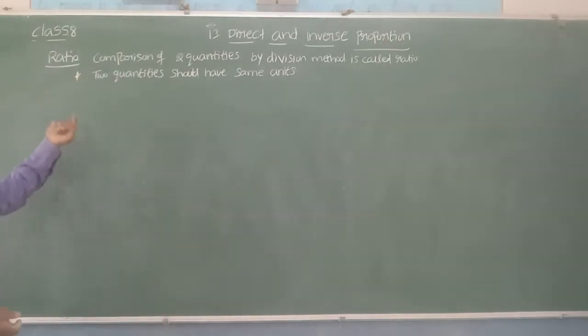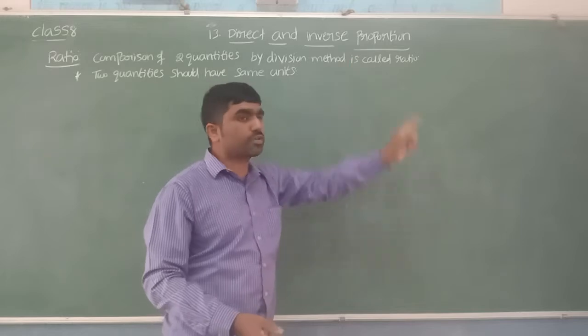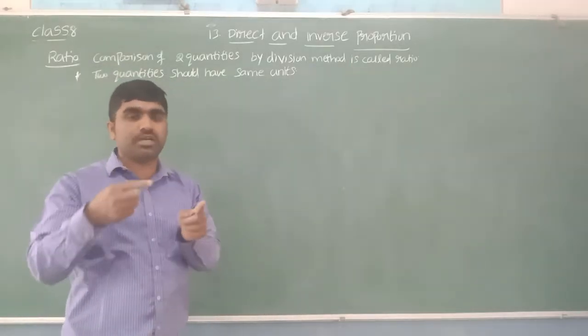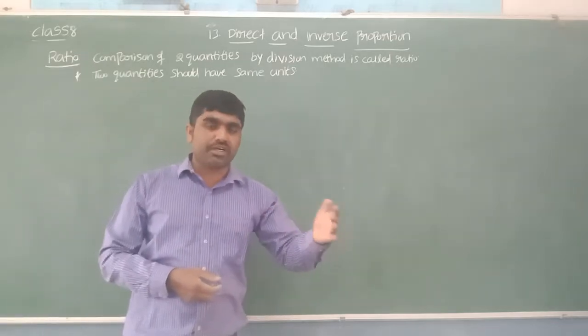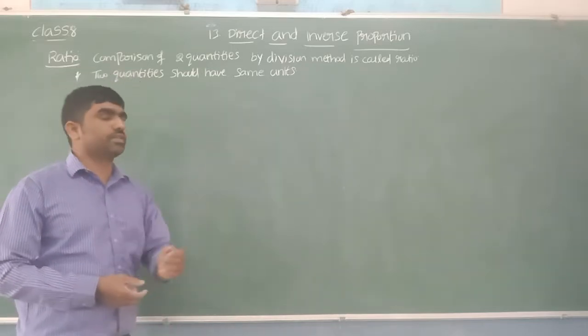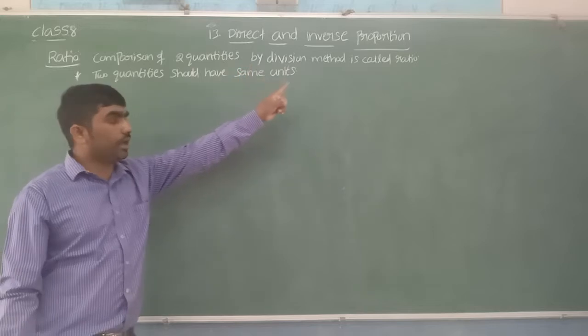Already we learned this in the previous class. Let me recall once what is meant by ratio. The comparison of two quantities by division method is called ratio. Generally we used to compare by difference method, but here we are comparing by division method. So when we compare quantities by division method, it is called ratio.